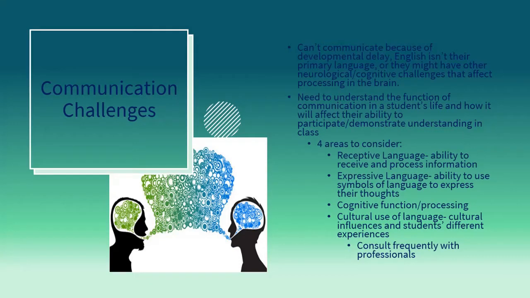So there are 4 areas to consider when you're observing them. The first one is receptive language, which is their ability to receive and process information. The next is their expressive language, which is the ability to use symbols of language to express their thoughts. And then there's cognitive functioning and processing. And then lastly, their cultural use of the language. So this could be cultural influences and students' different experiences with their own language and culture. Another good thing would be to consult frequently with professionals.